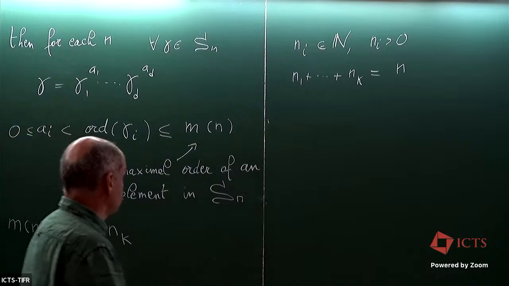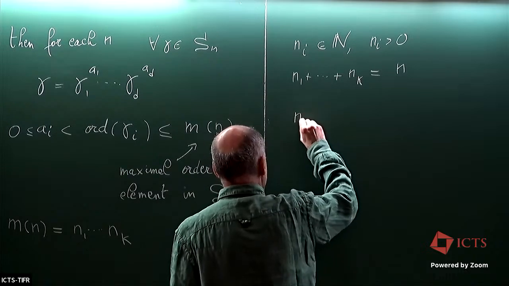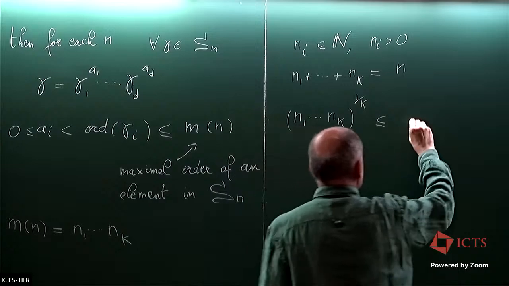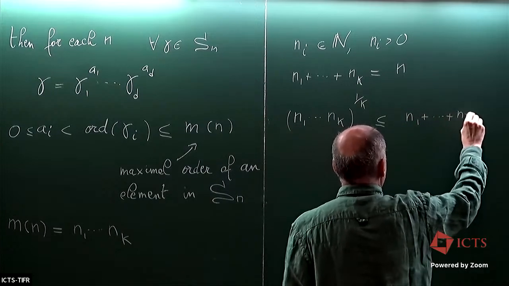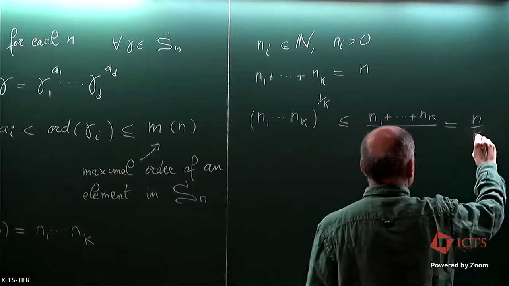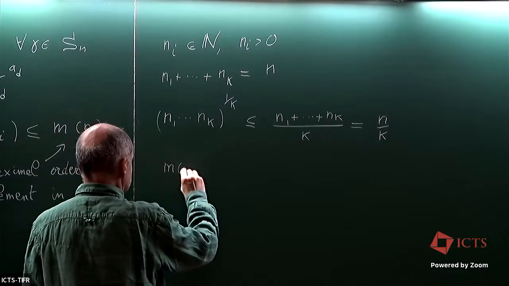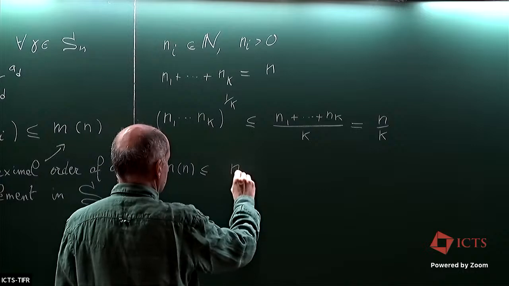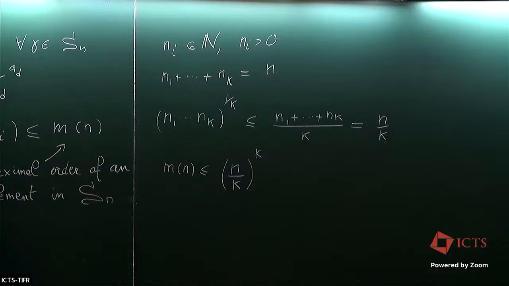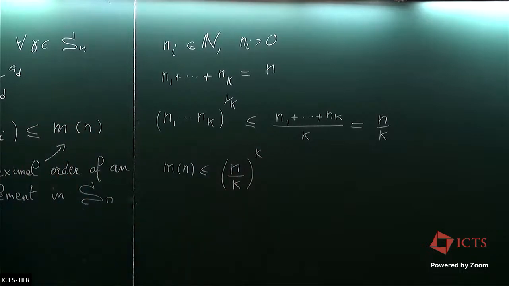And this is done by the geometric-arithmetic mean inequality. So I know that (n1 ... nk)^(1/k) is less than (n1 + ... + nk)/k, which is n/k. So I obtain that m_n is bounded by (n/k)^k, and I want to estimate this quantity in terms of n and independently of k.